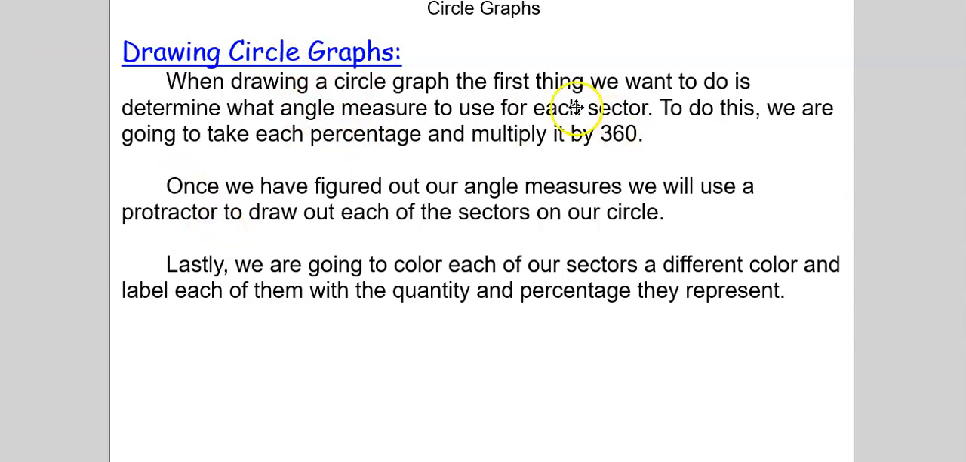So when drawing a circle graph, the first thing we want to do is determine what angle measure to use for each sector. To do this, we are going to take each percentage and multiply it by 360. All right? Because there's 360 degrees in a circle. Once we have figured out our angle measures, we'll use a protractor to draw out each of the sectors on our circle. Lastly, we're going to color each of the sectors a different color and label them.